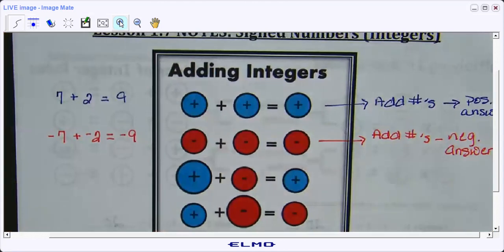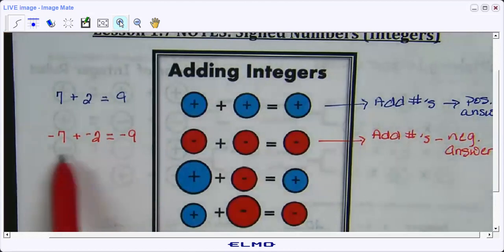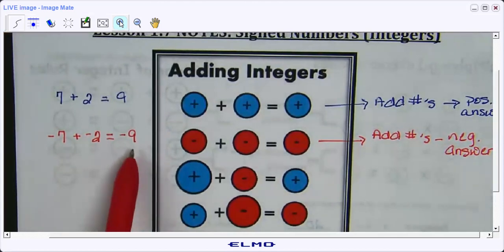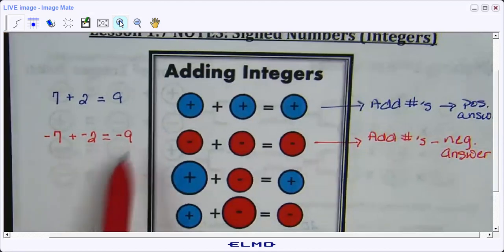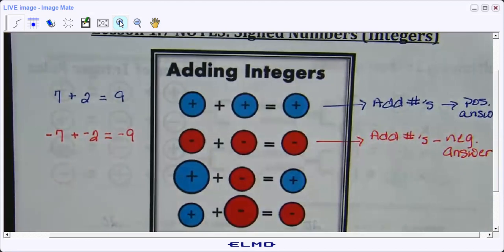You know how in multiplication and division, I said if your signs are the same, it's positive, and if your signs are different, it's negative. Those rules do not apply to adding integers. They only apply to multiplying and dividing. As you can see here, these signs are the same, but my answer isn't positive, it's negative, okay? All right, let's go to the next set.